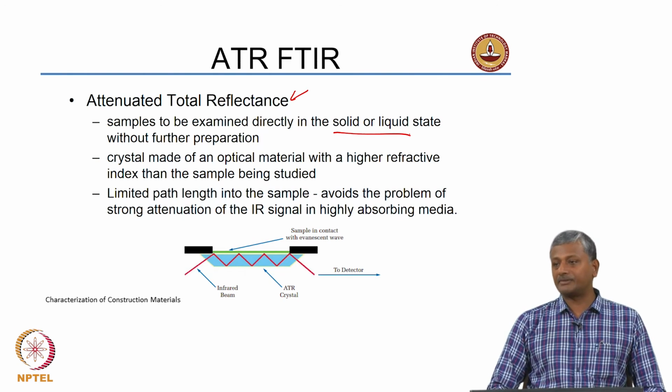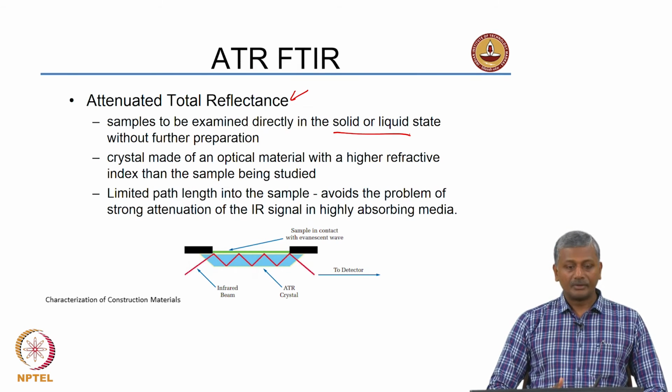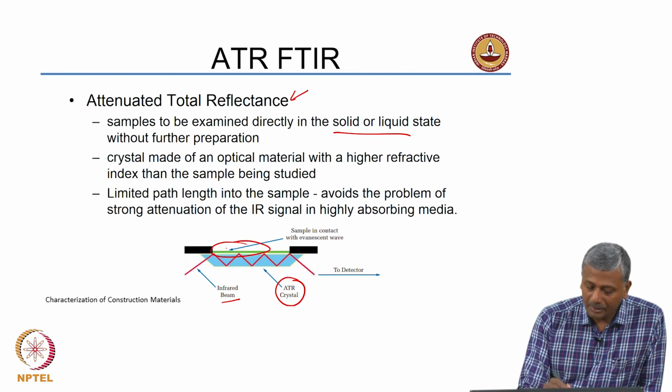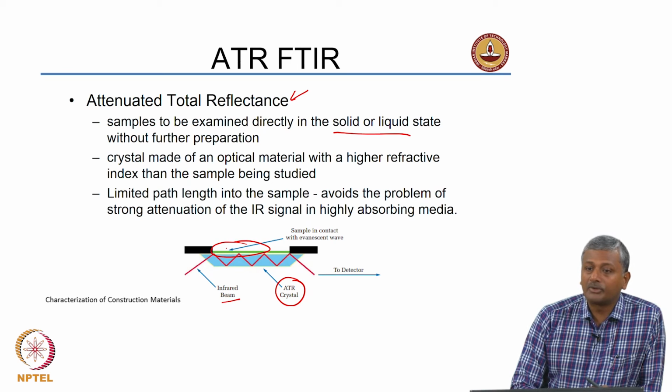You do not need to actually mix it anymore with potassium bromide. So, what happens is you have a crystal made of an optical material with a higher refractive index than the sample being studied. For example, if this is your infrared beam, it enters this ATR crystal, which is marked in blue. So, this beam enters here and your sample is right on top of the crystal.